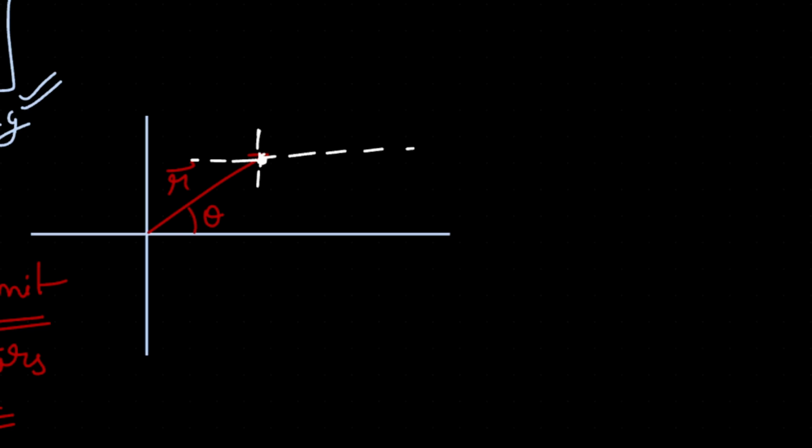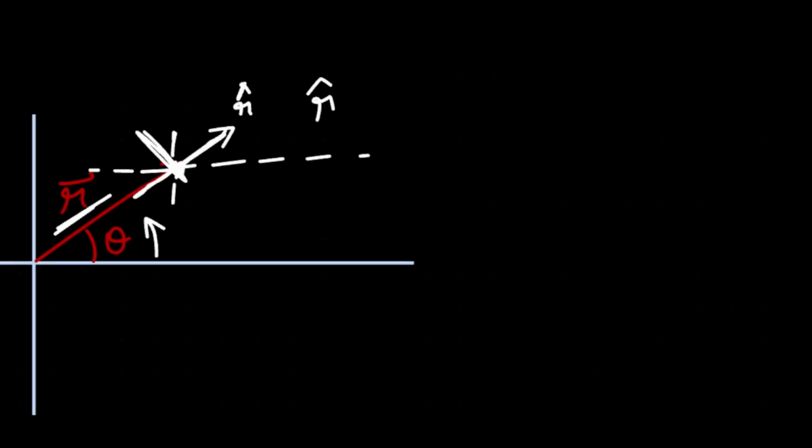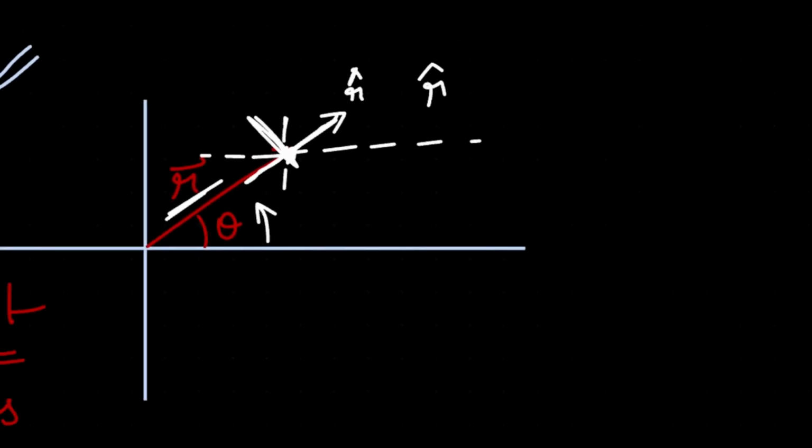Now, the r cap, what is that? That is the direction of this position vector in the polar coordinate system, right? So it will point in the direction of this vector. So this direction is that of the r cap. And what is theta cap? It will be perpendicular to this r cap. Since we take anti-clockwise as increasing, and if we take it clockwise, then it is decreasing, as I have told you, this is what you are going to get.